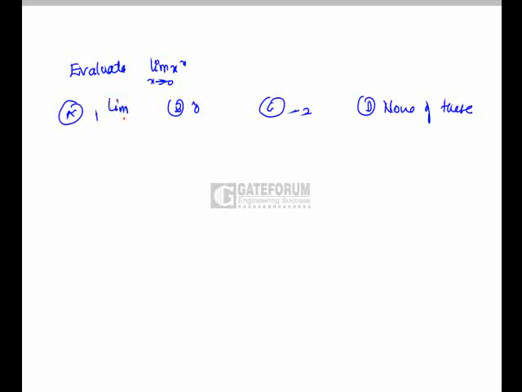Evaluate the limit as x tends to 0 of x to the power of x. In order to make the simplification easy, I'll take this limit as some value y. So y is equal to the limit as x tends to 0 of x to the power of x.